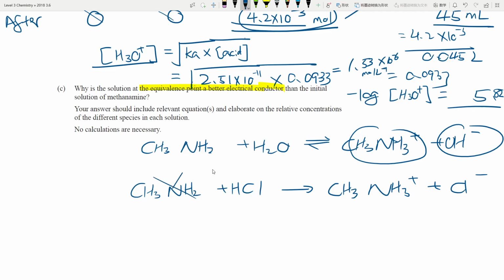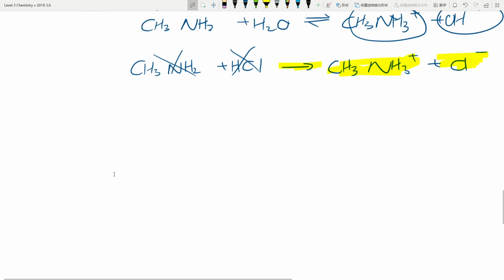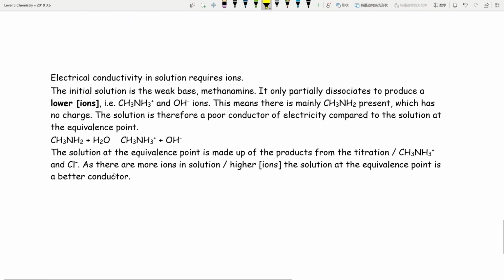You have completely neutralized these two things, they are not there anymore. And look, these are all free moving ions completely formed from this particular neutralization reaction, and then you have tons of free moving ions. I'm jumping through this quite quickly. Remember, we require free moving ions. The initial is a weak base, partially dissociated, very few ions, poor conductor. This is supposed to be a one-headed arrow. So when you reach equivalence point, you have tons of these free moving ions, which is that and that.